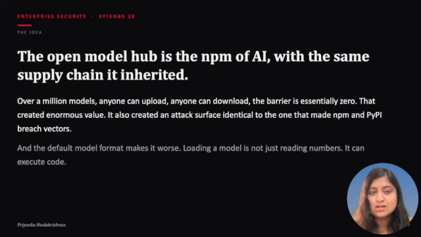Let me set the scene. The Open Model Hub has become the NPM of AI. Over 1 million models, anyone can upload, anyone can download, and the barrier to entry is essentially zero. That openness created enormous value for everyone building with AI. It also created an attack surface that is structurally identical to the one that turned NPM and PyPI into supply chain breach vectors. Same trust model, same problem.